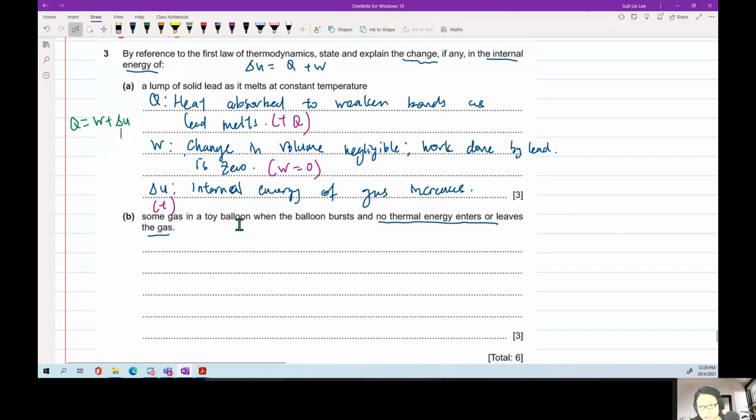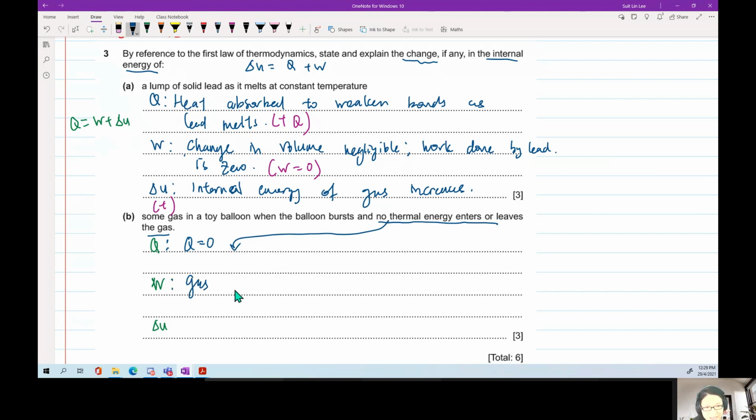Okay. The gas in toy balloon one is identical to the trial. Hopefully you've watched the discussion, but you can repeat the same procedure again. Q, W, delta U. I will write in a more brief format. No thermal energy enters or leaves. So Q is 0.